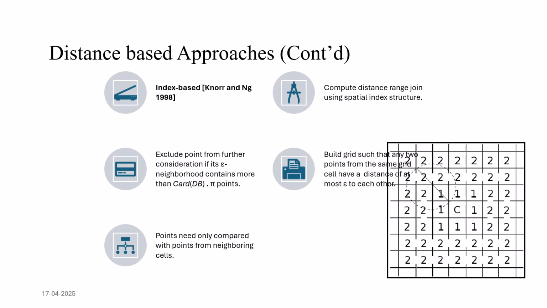Distance-based approaches: we can exclude the point from further consideration if its neighborhood contains more than the distance-based number of points. The points need only compare with the points from neighboring cells. Compute the distance range join using a spatial index structure. Build the grid also.